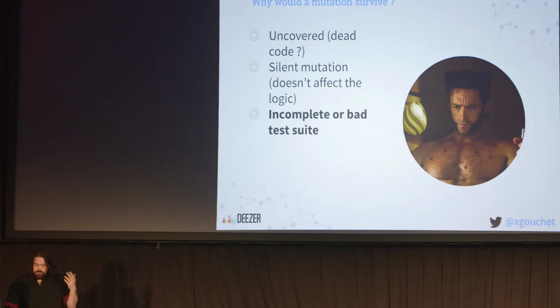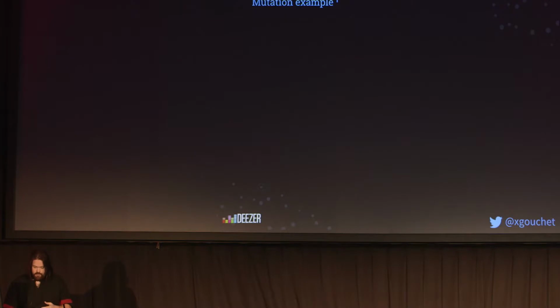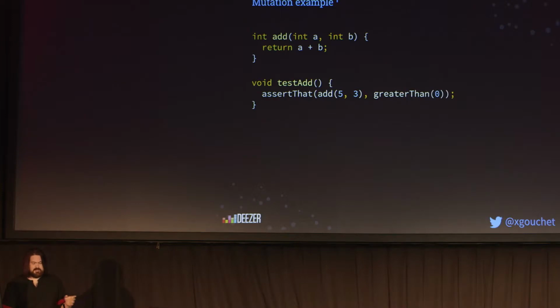And then the most obvious reason for why a mutation would survive is that you can have an incomplete or a bad test suite. So we're going to give some examples. First example, very, very simple, trivial. You have this function that says, okay, I'm adding two numbers, a plus b. Fairly simple. And you have a very bad test in this case. You have the test that says, okay, I'm asserting that when I add 5 and 3, the result is positive.